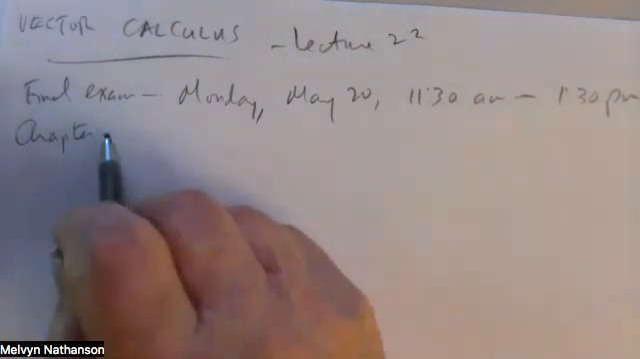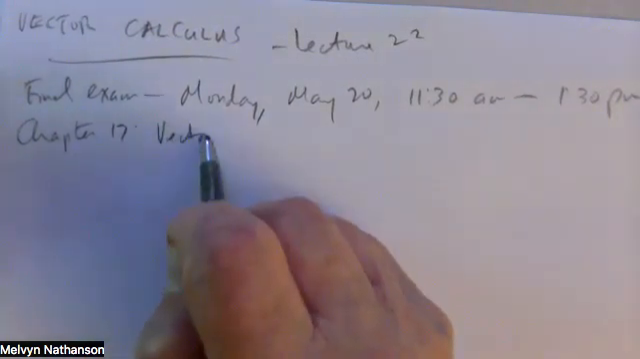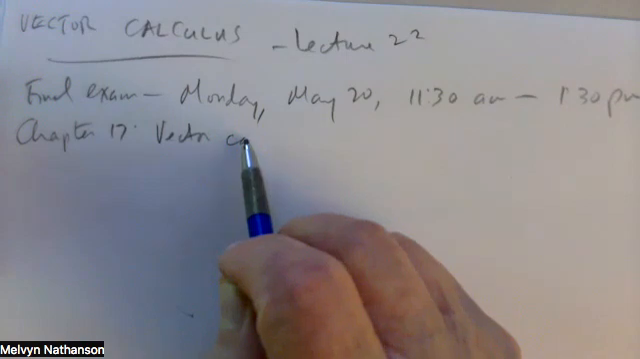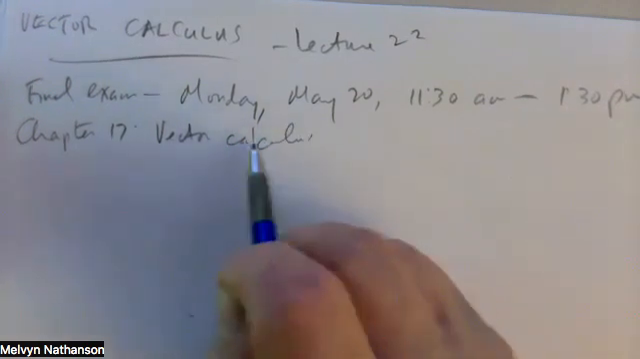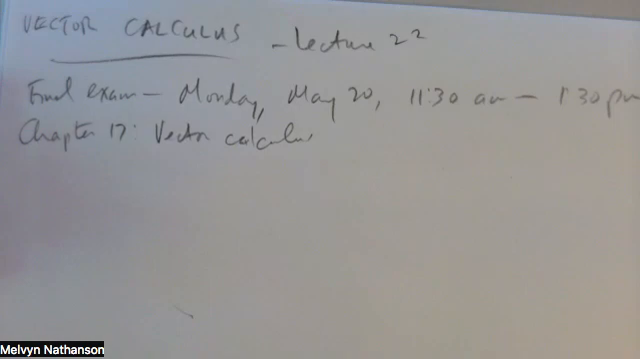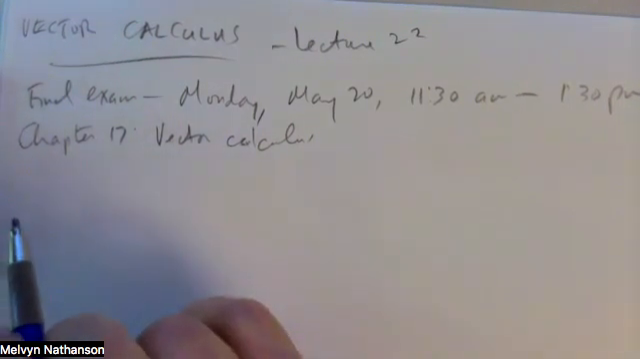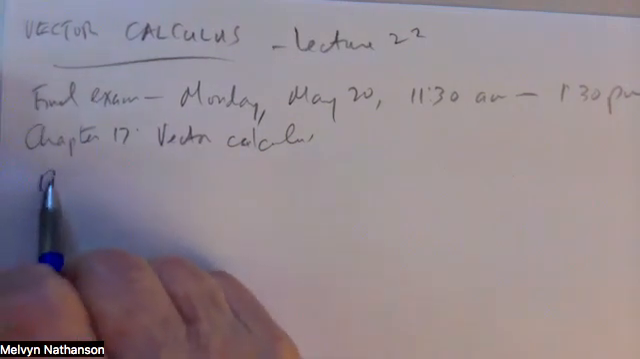We have five more classes. And today we start chapter 17. And you might say finally, because this chapter is called Vector Calculus, and the course is called Vector Calculus. And it's taken us all semester to get up to this point. In chapter 17, we cover the first four sections.